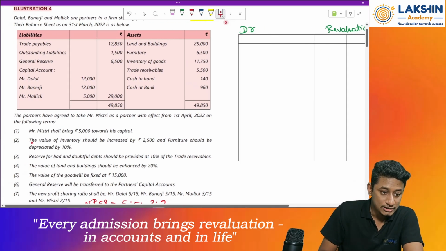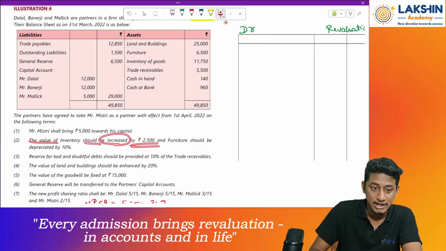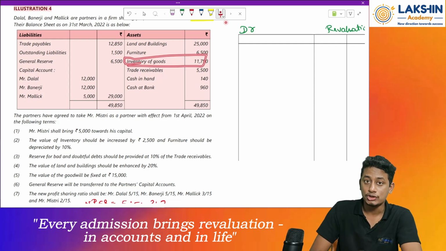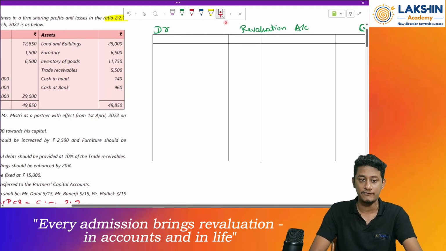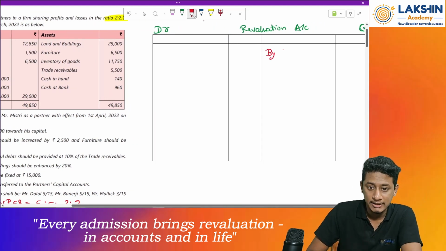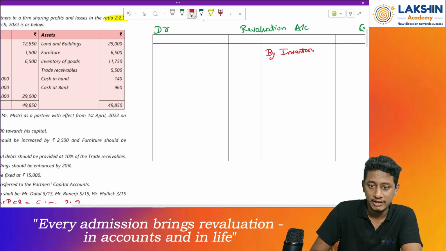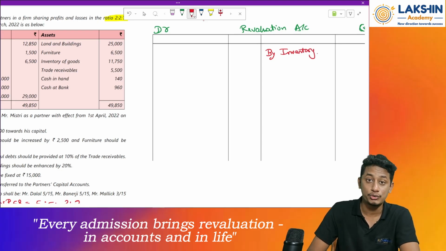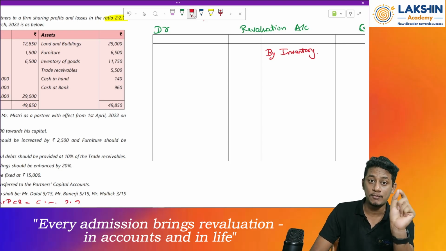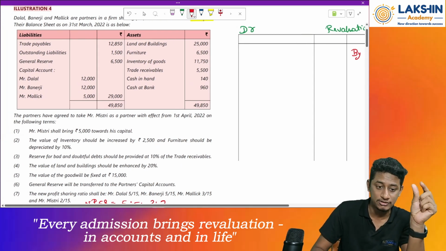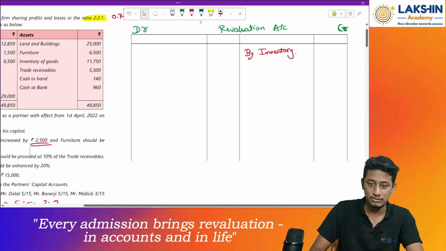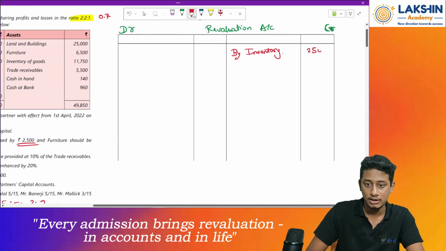What revaluation was done? The value of inventory should be increased by 2,500. So inventory we have over here, right? So this inventory value, whatever is there, should be increased. So whenever inventory increases, it is an income for us, right? Whenever an asset increases, it's an income for us. So the entry will be by inventory. Now, sir, what value to take over here? We should take only the income or the expense value, not the full value of the asset. Clear? So what is the difference? What is the increase over here? By rupees 2,500. So just take 2,500 over here in the amount column.